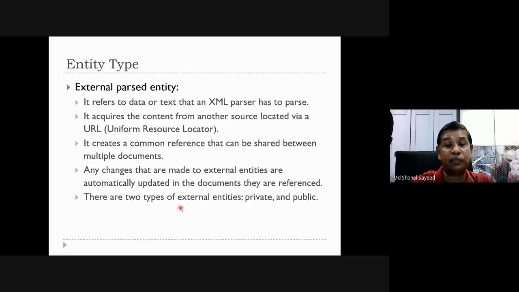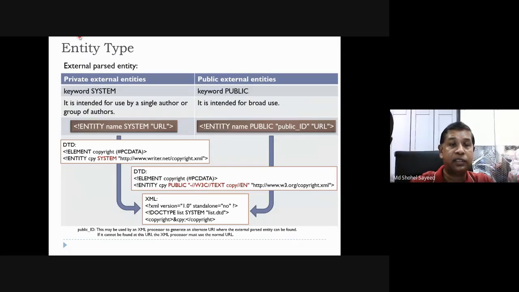There are 2 types of external entities. One we call the private and one we call the public. Okay, let's see the private and public. External parsed entity, private external entities. The keyword we use in that case is SYSTEM. Remember, the keyword we use for private is SYSTEM. For the public external entities, the keyword we use here is PUBLIC.